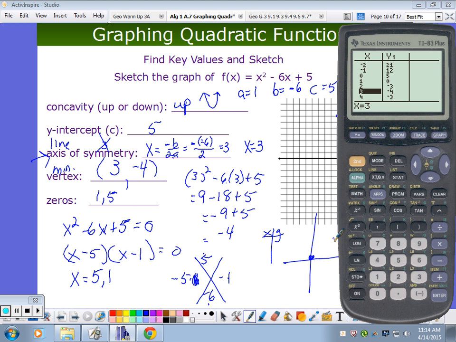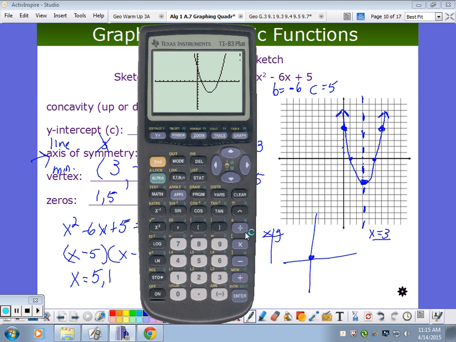Calculator. Checking our work here. So y equals this. I'm going to graph it first of all. Does it look good? Yeah. All right, now how do I check that I have the right zeros and the right vertex? This is important. Everybody's going to do this with me. Very important.